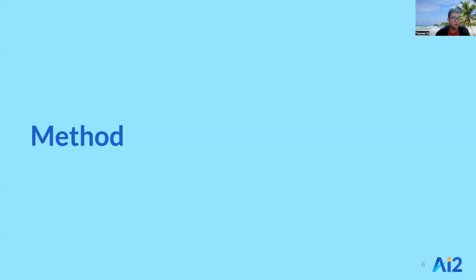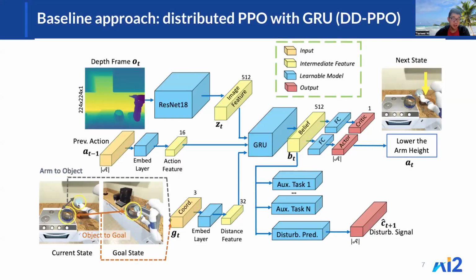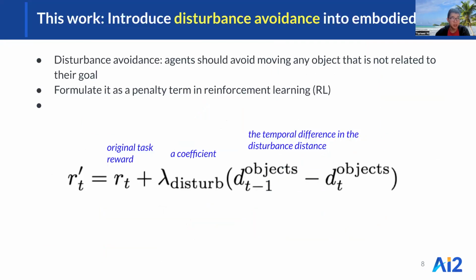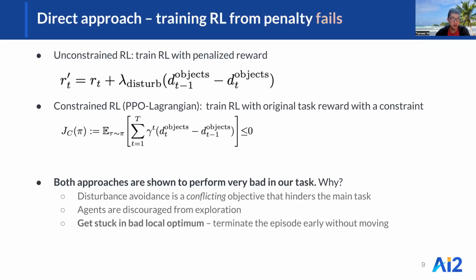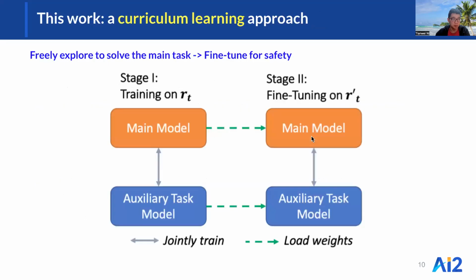So we develop our method on the baseline approach, the DD-PPO, and in this work we introduce disturbance avoidance into embodied AI. We formulate this as a penalty term in reinforcement learning, which discourages agents from moving any object that is not related to their goal. A direct approach, which trains the RL from the penalty, fails in both unconstrained RL and constrained RL, possibly because disturbance avoidance can be viewed as a conflicting objective that hinders the main task, and the agent easily gets stuck in a bad local optimum.